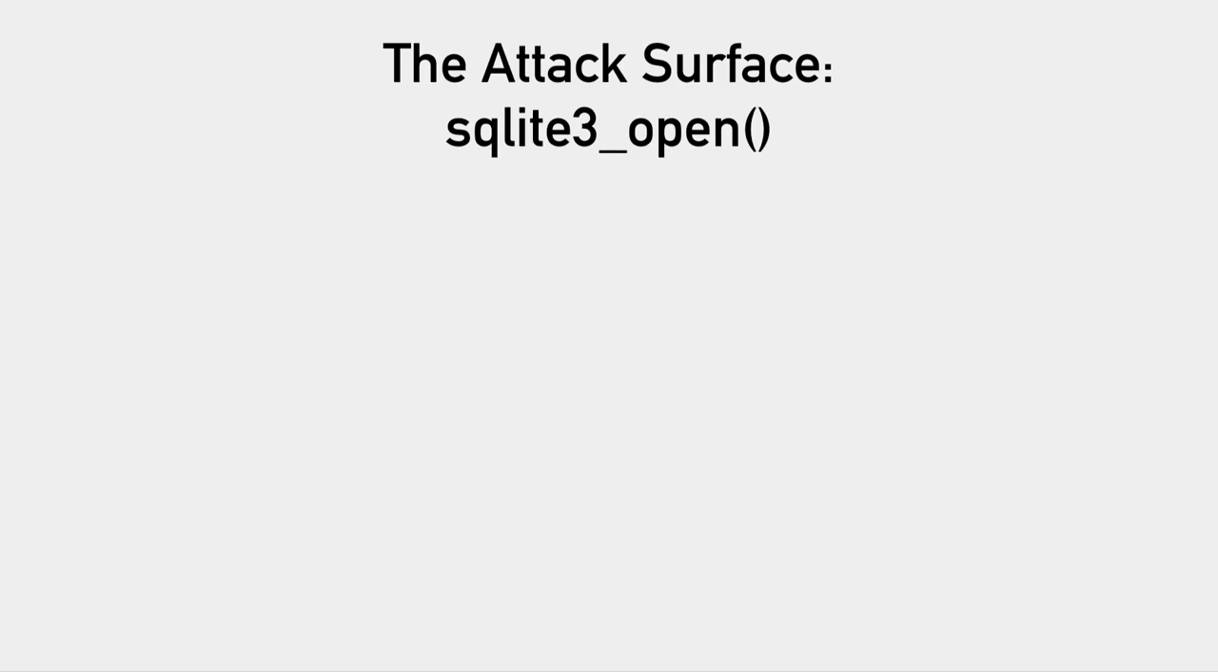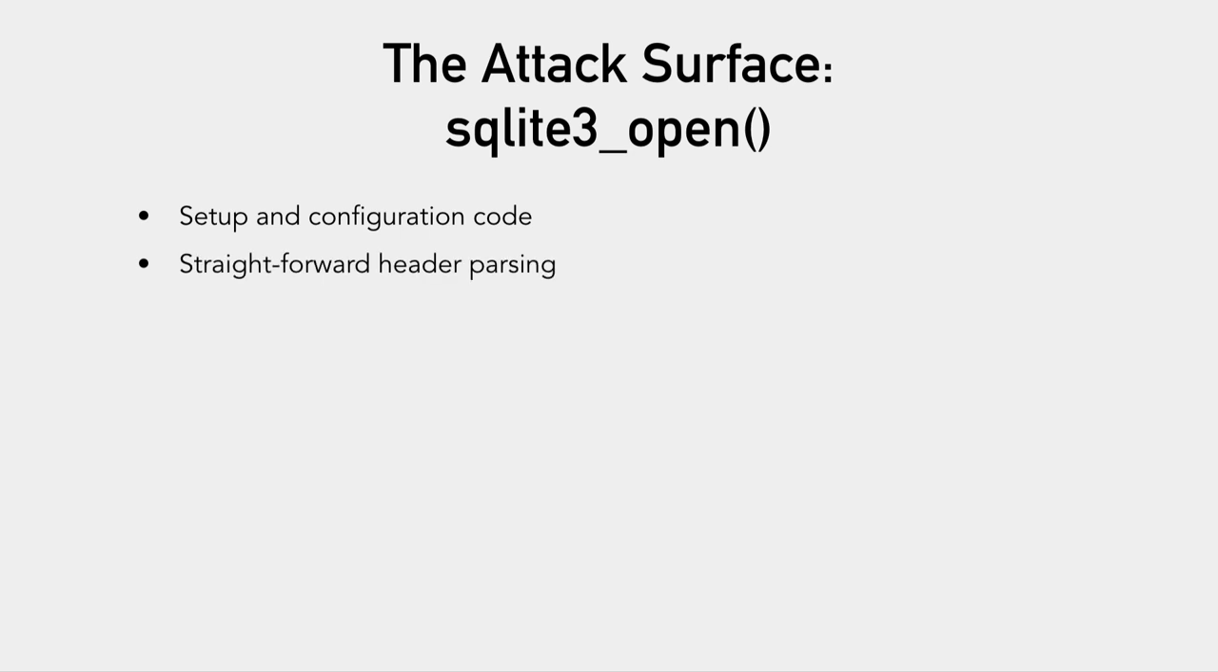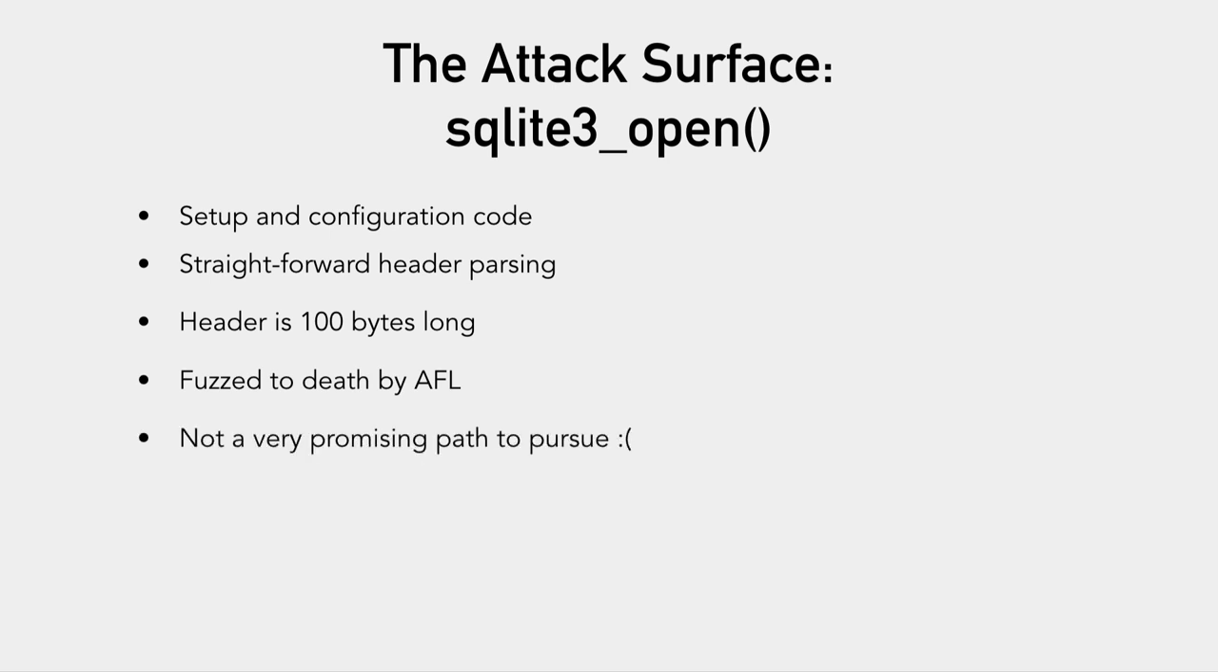First of all, the sqlite3_open. Actually, it's a bunch of setup and configuration code, a bunch of modules are loaded, and then we move on to straightforward header parsing. And actually, the header is not that long. It's only 100 bytes long, and it was already fuzzed to death by AFL. So probably, this is not a very promising path to pursue.